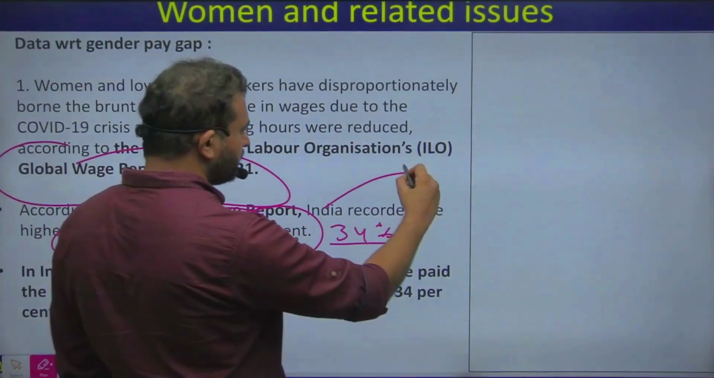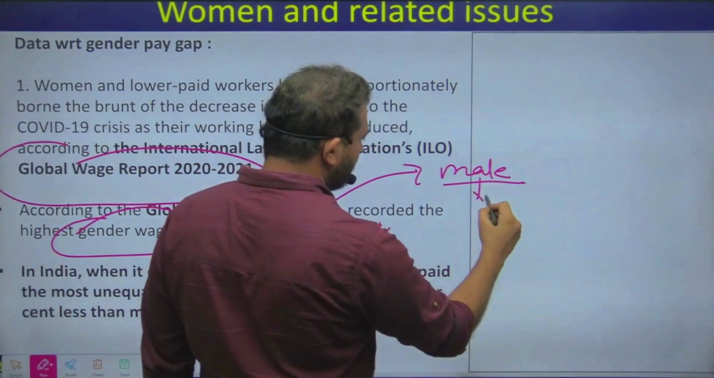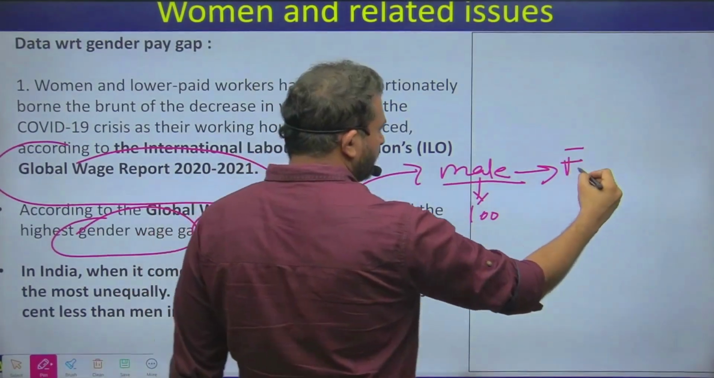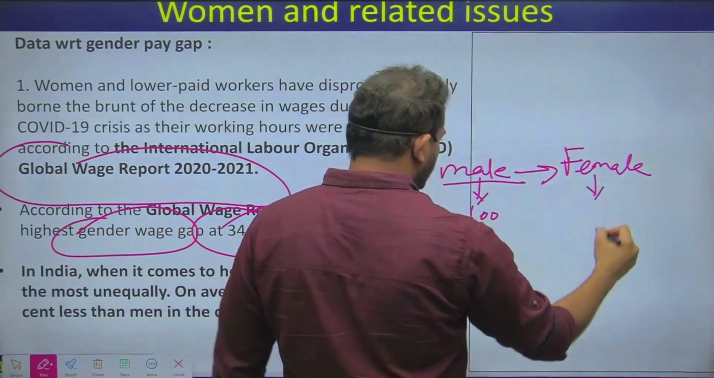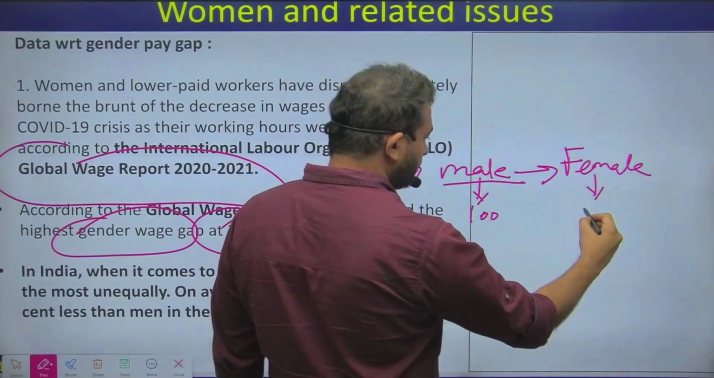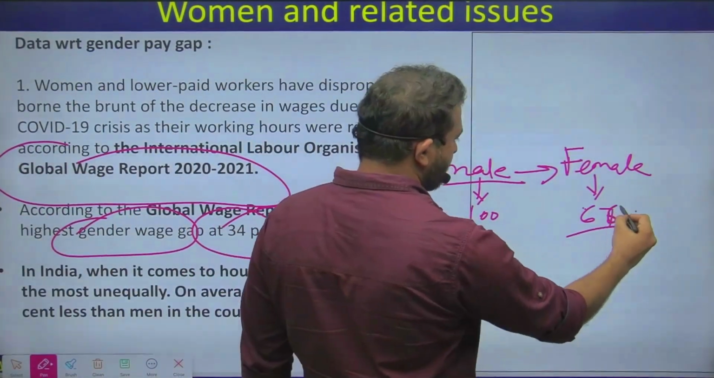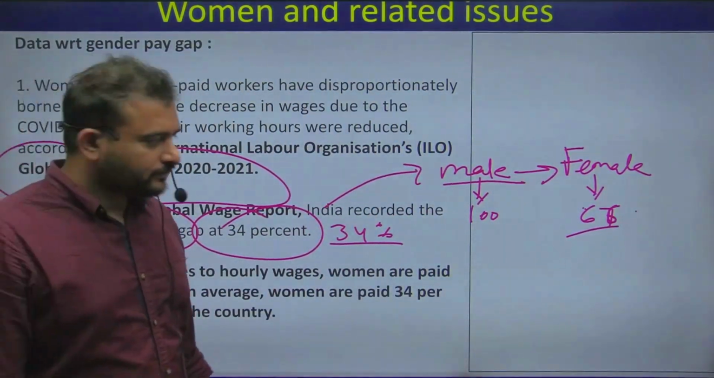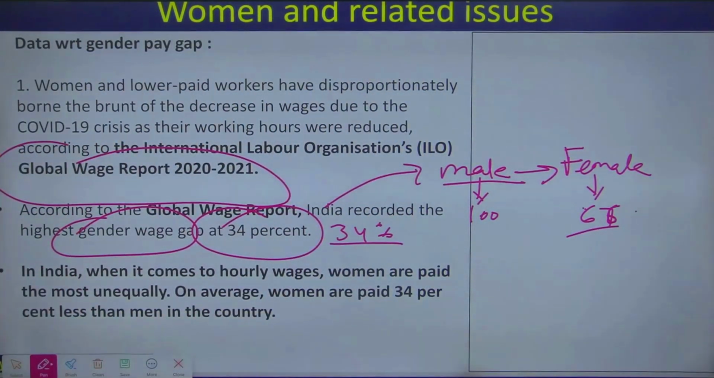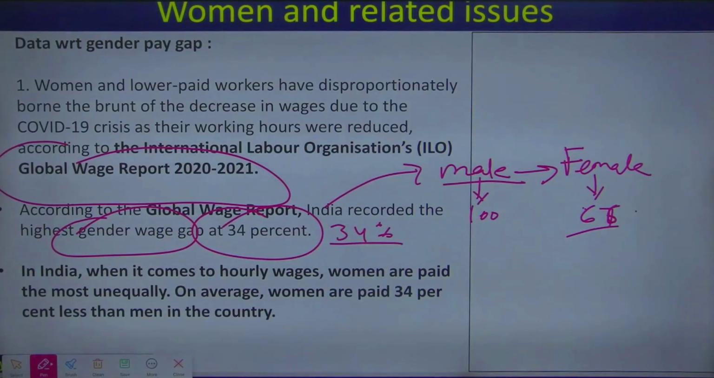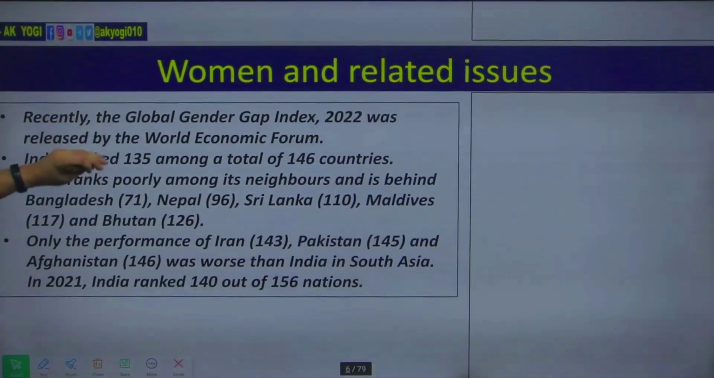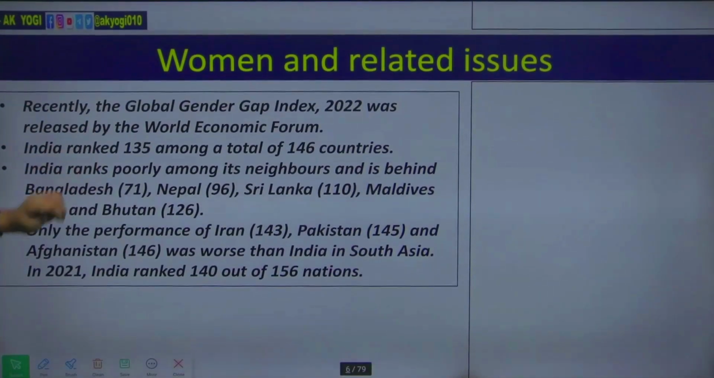34% means for the same work, if a male was getting paid 100, then a female was getting paid only 66. In India, if we consider hourly wages, women are paid most unequally. On average, women are paid 34% less than men.